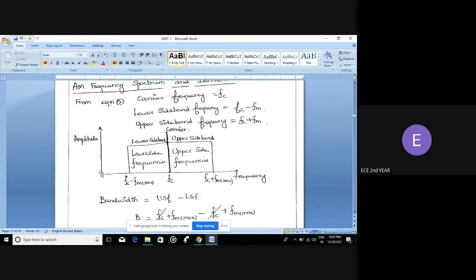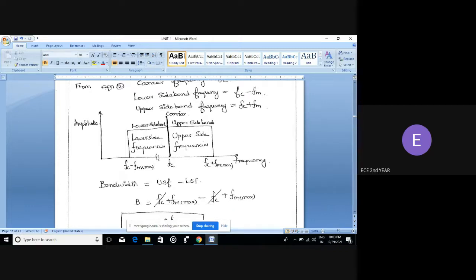Here we see the frequency spectrum. On the y-axis we take the amplitude and on the x-axis we take the frequency. At the center we have the carrier frequency, called FC. If we add FM to this FC, we have FC plus FM. From FC to FC plus FM, we have the upper sideband, and the frequencies present here are called upper side frequencies. Whereas if we subtract FM from FC, we call that band the lower sideband, and the frequencies present here are called lower side frequencies.